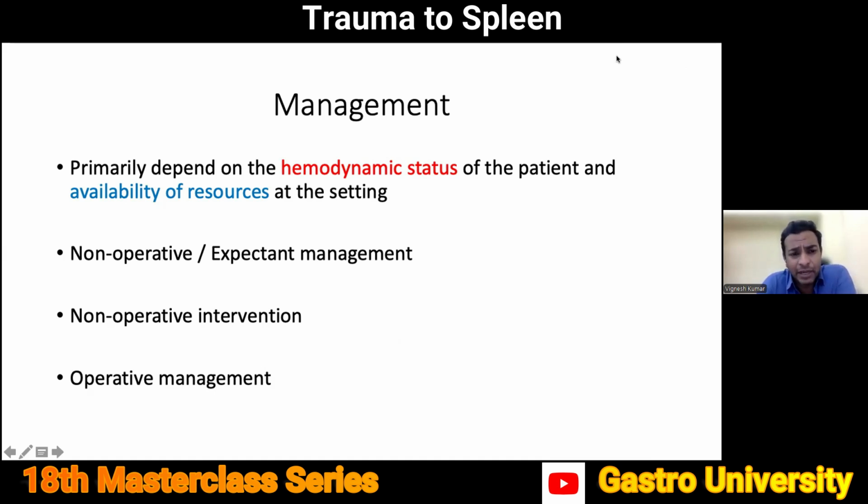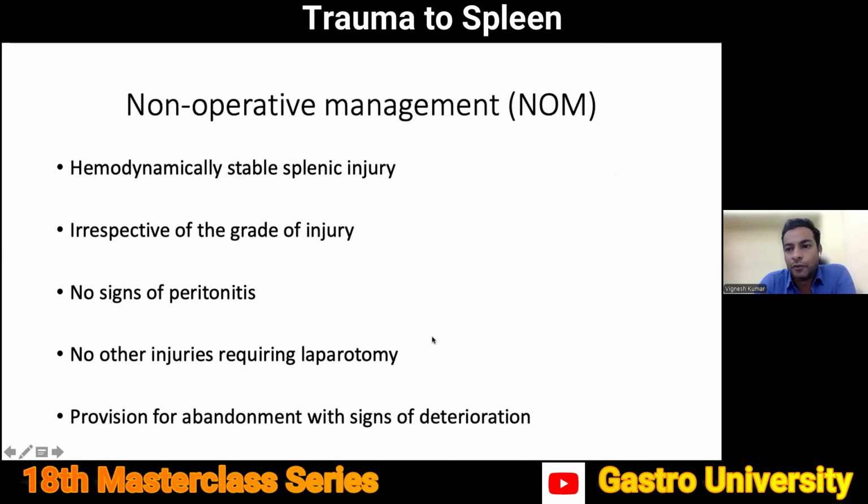So the management can vary based on non-operative management, or what you can call an expectant management, which can be augmented with non-operative interventions, or likely an operative management. So remember, our patient is a hemodynamically stable patient. Once we are very clear that our patient is hemodynamically stable, this patient is then subject to what is called non-operative management. There are a few things that one needs to be very wary about when picking non-operative management. One is that the patient is hemodynamically stable.